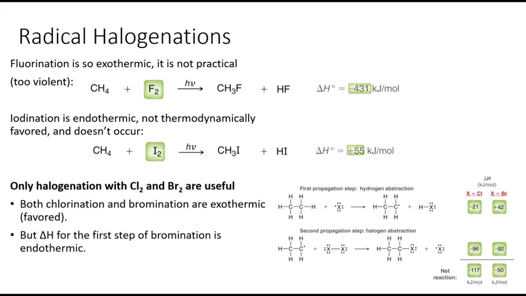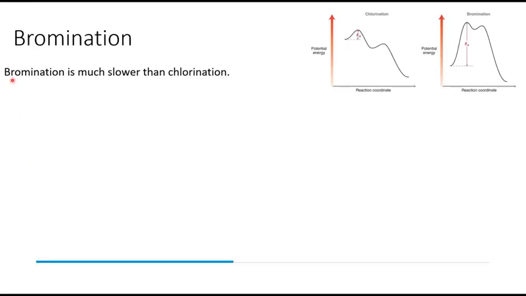But delta H for the first step of bromination itself is endothermic. Bromination is much slower than chlorination. Note the energy of activation for the rate-limiting step in chlorination has a much lower energy requirement compared to bromination.